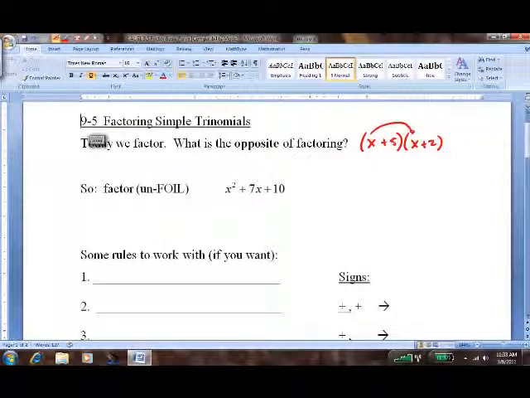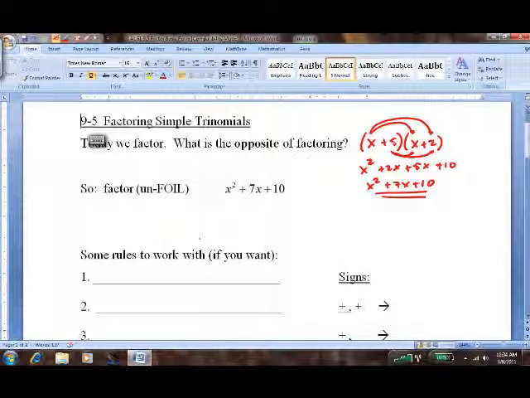You do the first, x squared, the outside, 2x, the inside plus 5x, the last plus 10, and then you would combine the middle, x squared plus 7x plus 10. So how do you unfoil? Well, I've actually used the same example.